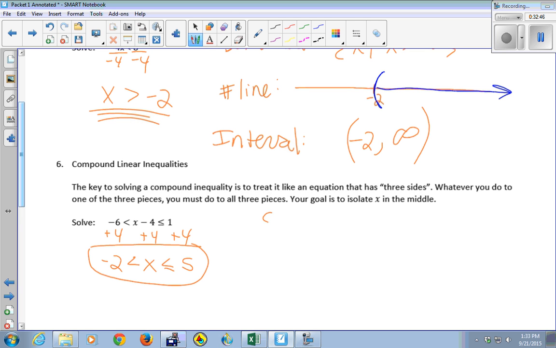It would be the set of all x's such that x is sandwiched between negative 2 and 5. Yep. That's set builder. Interval, we'd go negative 2, comma 5. Don't include the negative 2 because it's strictly bigger than, but include the 5 because it's or equal to.